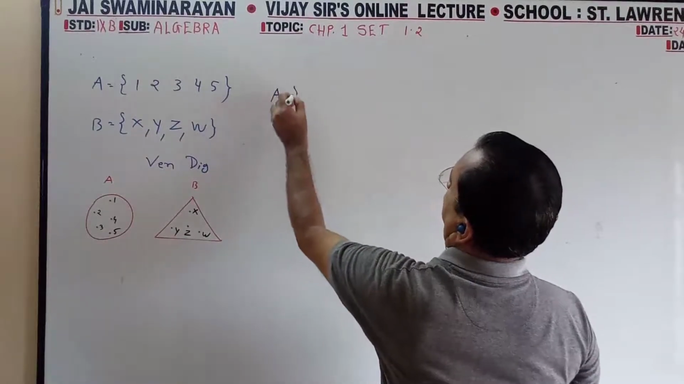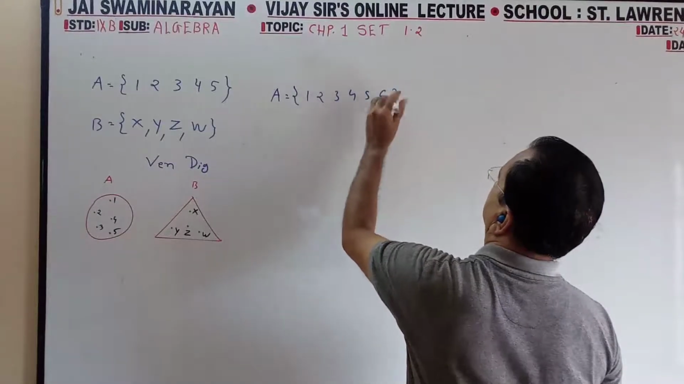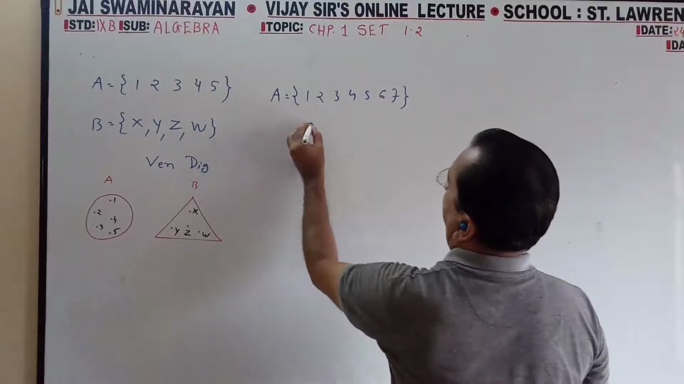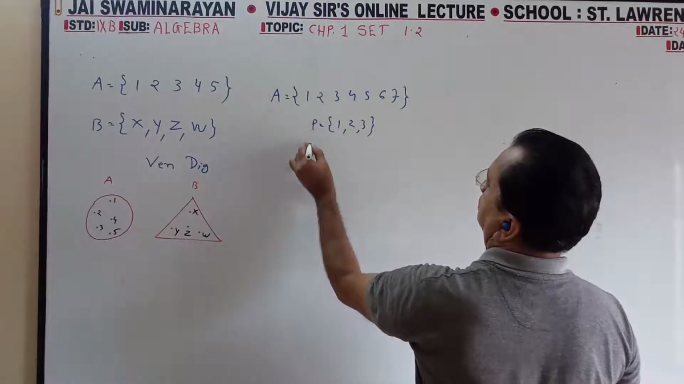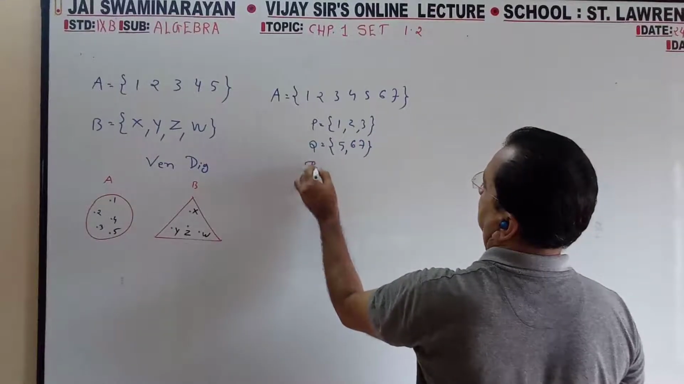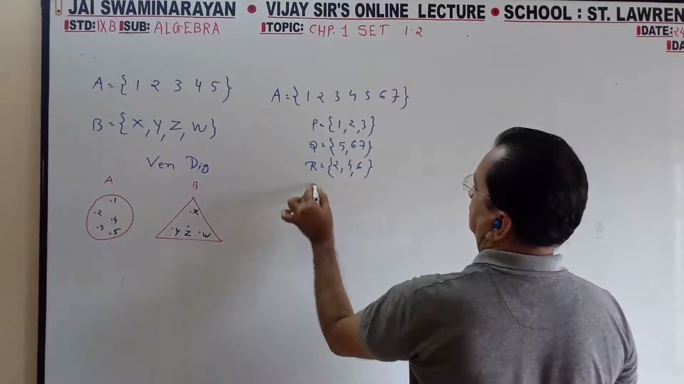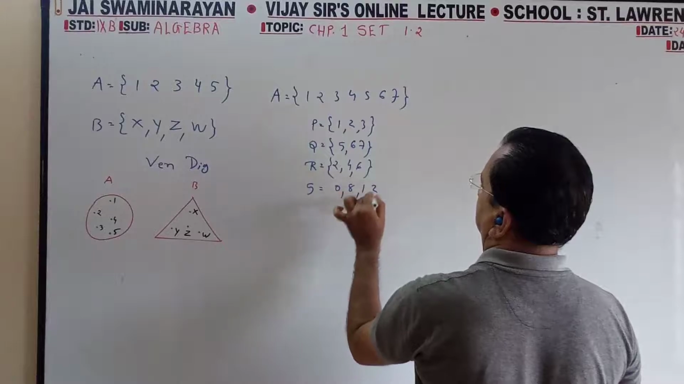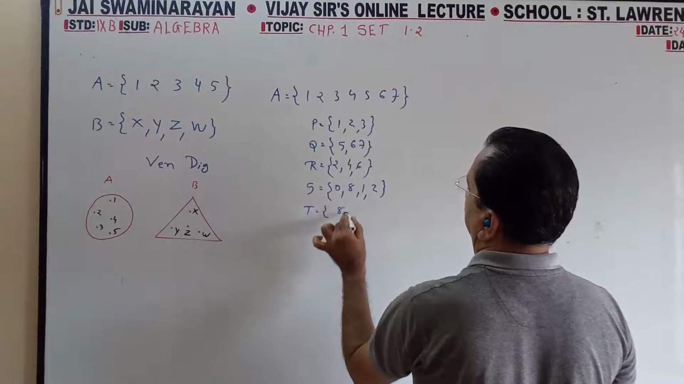Suppose A is equal to {1, 2, 3, 4, 5, 6, 7}. In a different set I am writing: P is equal to {1, 2, 3}, Q is equal to {5, 6, 7}, R is equal to {2, 4, 6}, S is equal to {0, 8, 1, 2}, T is equal to {8, 6, 7}.